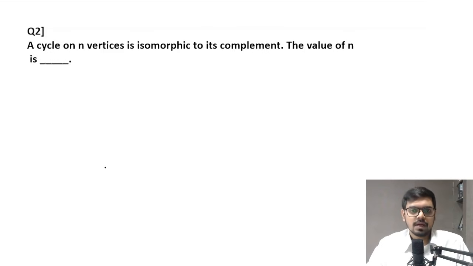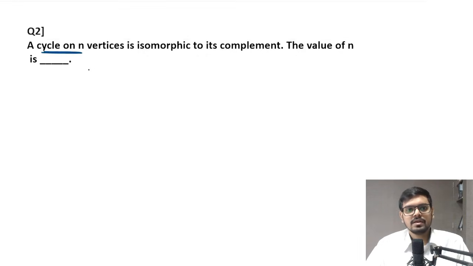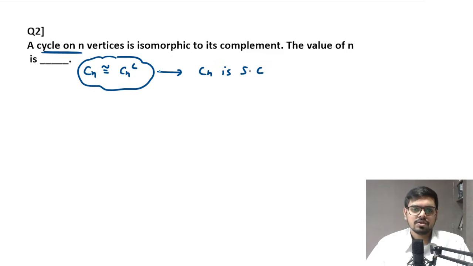Pause the video, try, then look at my solution. The question says a cycle on n vertices is isomorphic to its complement. The value of n is what then? So basically the graph is a cycle of n vertices, Cn, and that is isomorphic, so congruent, to its complement, Cn complement. So whenever this condition is there, we can say Cn is a self-complementing graph. Another way also we can say that if Cn is a self-complementing graph, this condition should be satisfied, right? It's a two-way theorem. So if that is the case, can you find the value of n?